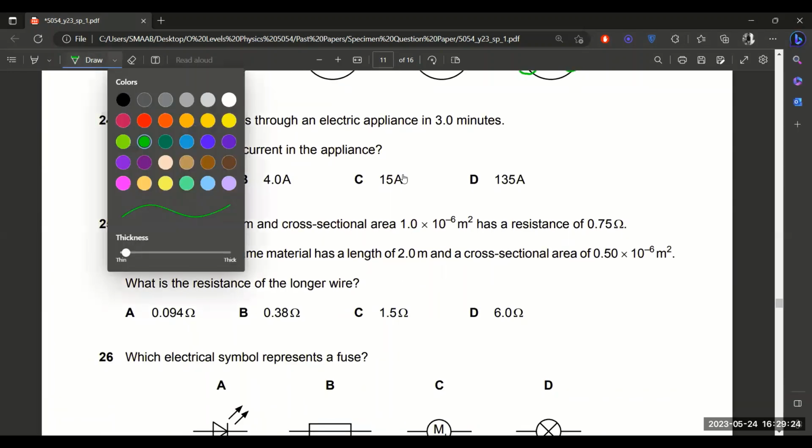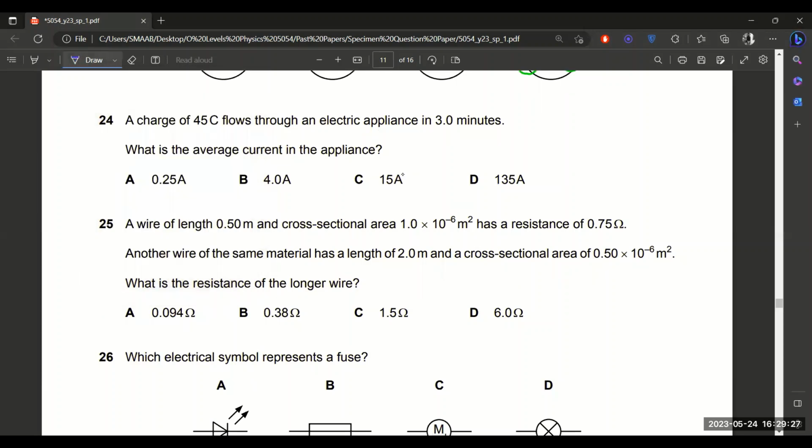Question number 24. A charge of 45 coulomb, that is the value of Q, flows through an electric appliance in 3 minutes. That is the time in minutes, so that is important. What is the average current in the appliance? You just need to calculate the value of electric current.